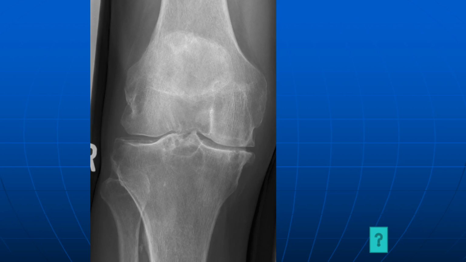This is slightly more difficult, isn't it? Because when we look at this, you could wonder, what's this? Is this an erosion? Is it rheumatoid arthritis in the knee? But we've got osteophytes, we've got loss of joint space. Again, this is probably an example of osteoarthritis.